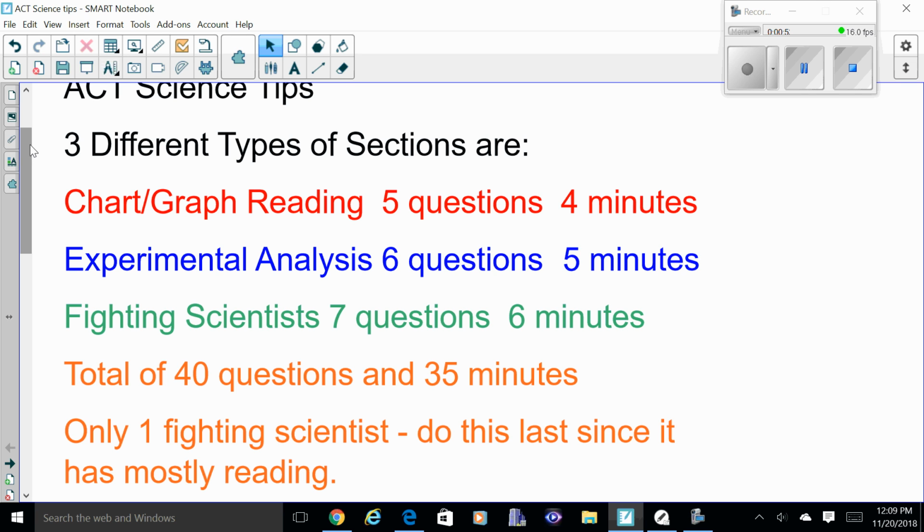So there's a total of 40 questions. You get 35 minutes, and basically what you do is if a section has 5 questions in it, you only give yourself 4 minutes to do it. If it has 6 questions in it, you give yourself 5 minutes to do it. So you're always giving yourself 1 less minute than you have questions. Now, what we're going to talk about today is the experimental analysis question.